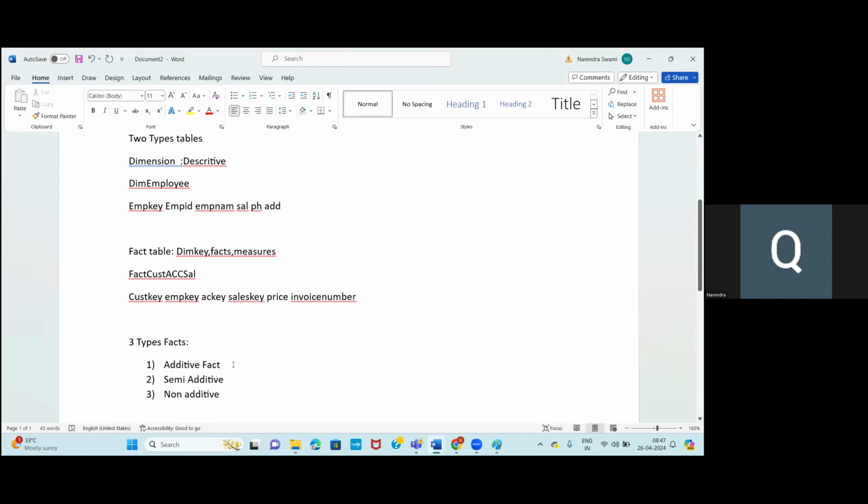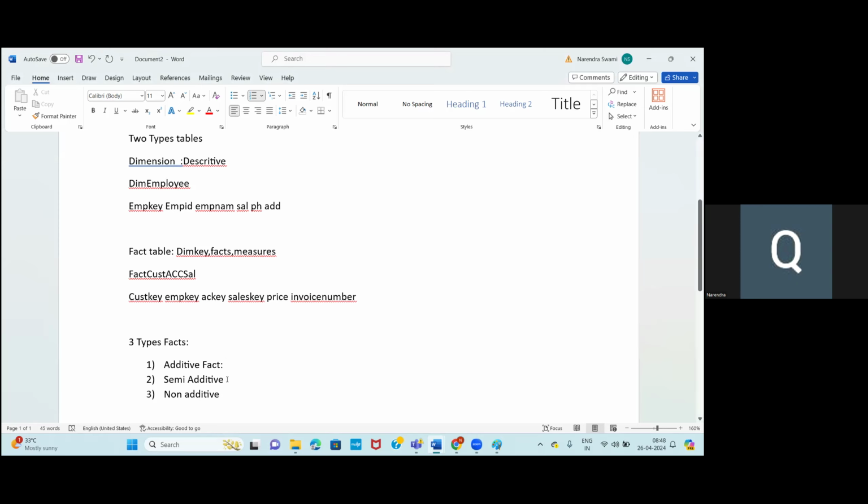This concept is called additive if you are summing up all the columns of the table to derive something. As I said, there is a store key, product key, total revenue and transaction date. So four columns are there. If you want to derive, for a particular store, particular product, and particular day, what is the revenue? You are using all the columns of that table. That is called additive fact.